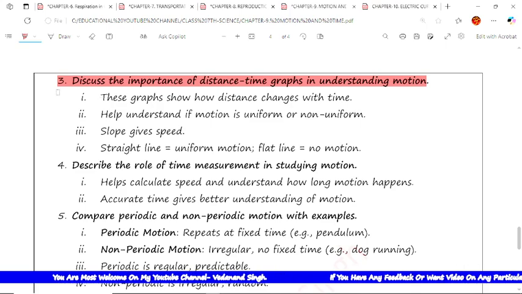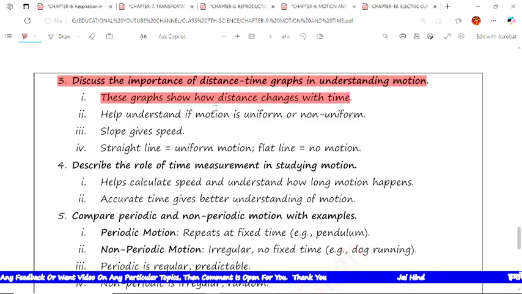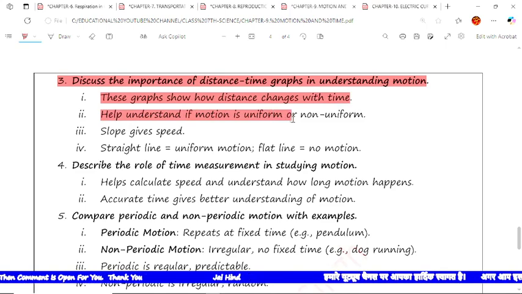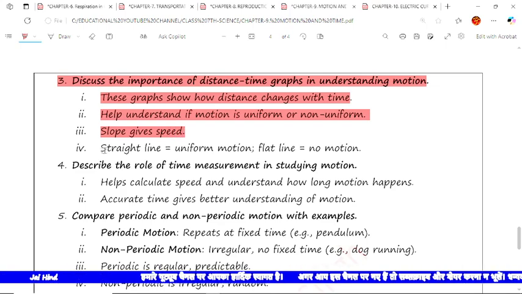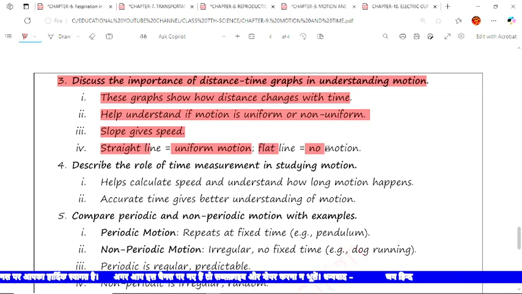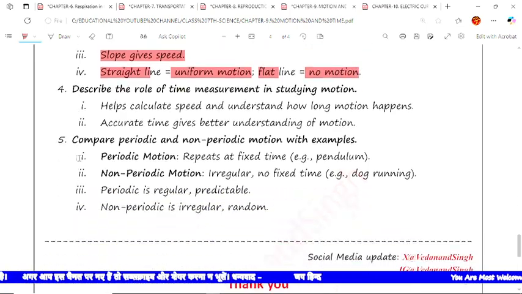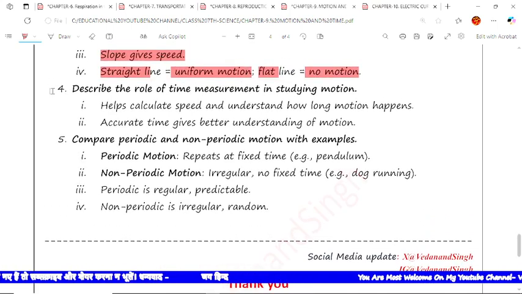See, the first point as an answer is that these graphs show how distance changes with time. Second, it helps understand if motion is uniform or non-uniform. And third, the slope gives speed, a straight line shows uniform motion, and a flat line shows no motion. Okay. The next is the fourth question.